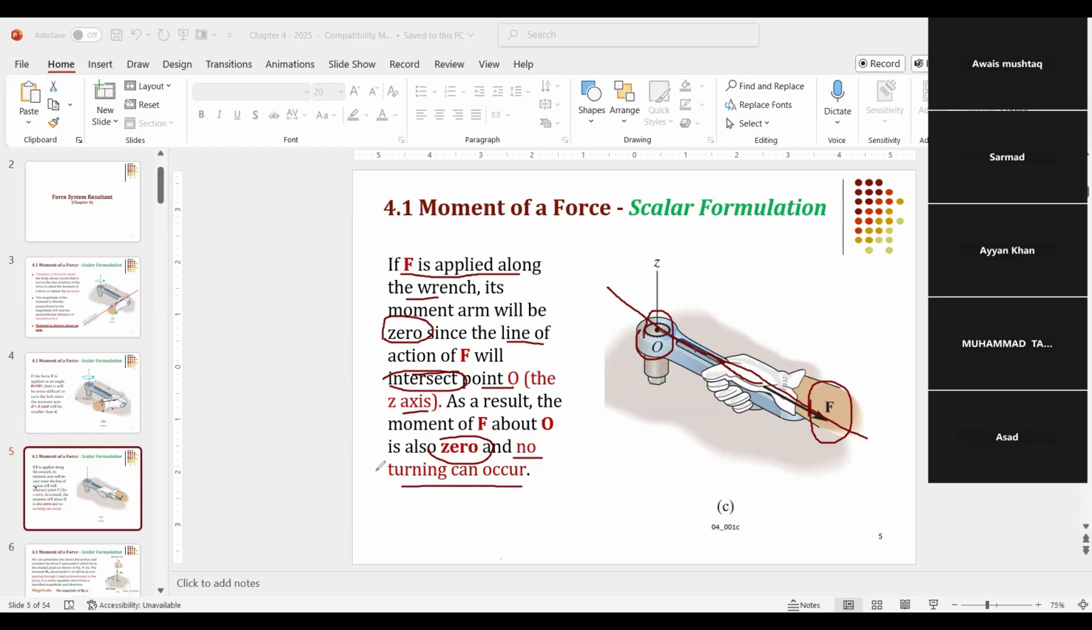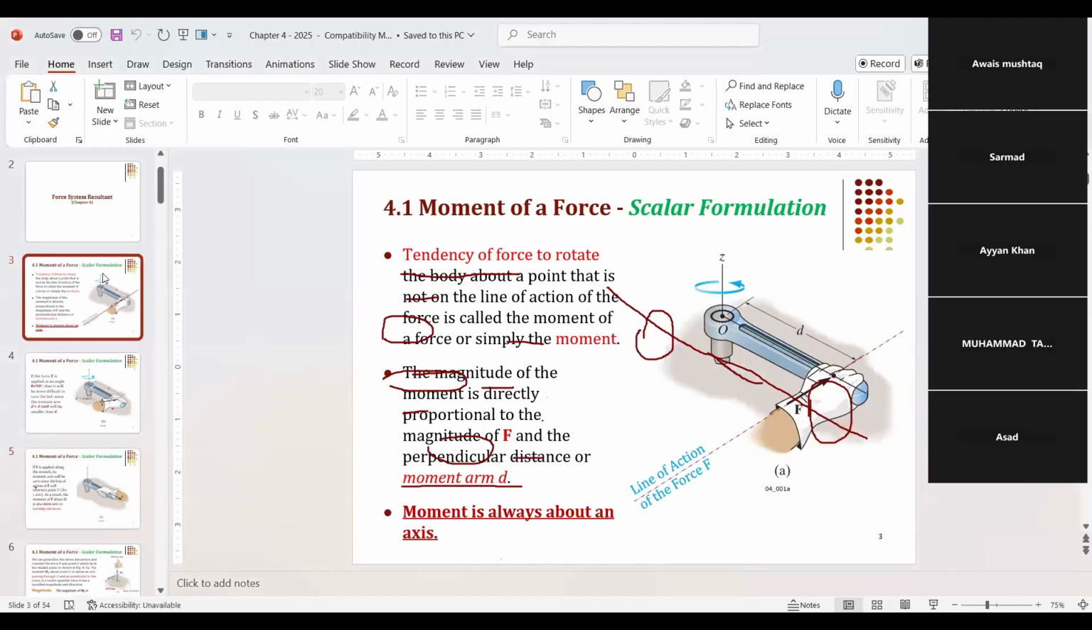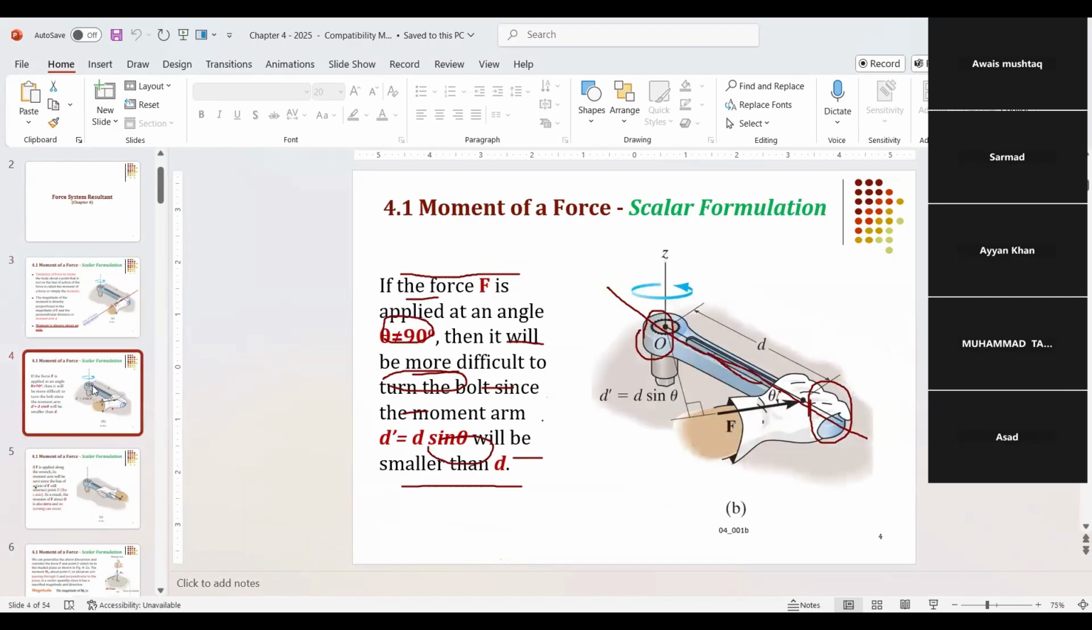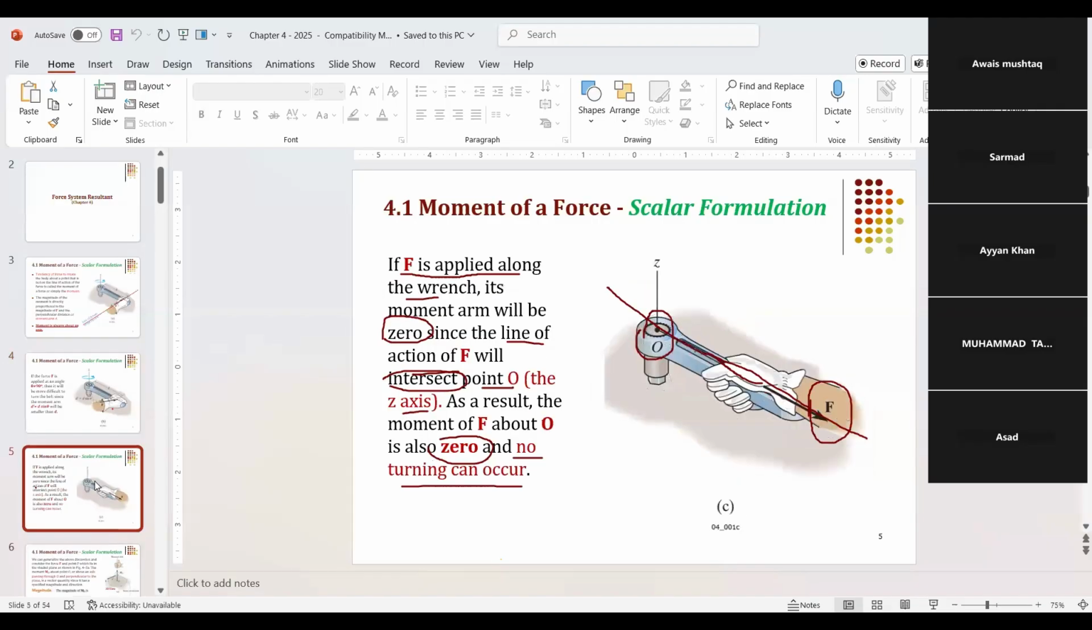If you want to turn it, you have to apply the force either like slide number one or like slide number two. Slide number one shows the best way. This is the most efficient way of applying the force if you want to turn this bolt. This one is not the efficient way, but still you can open or tighten the bolt. And with this one, nothing is going to happen. You are just wasting your force.